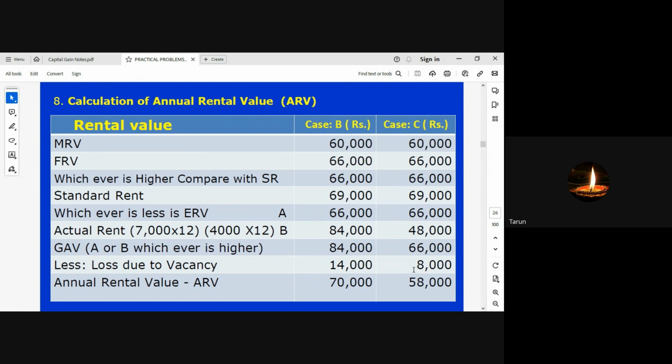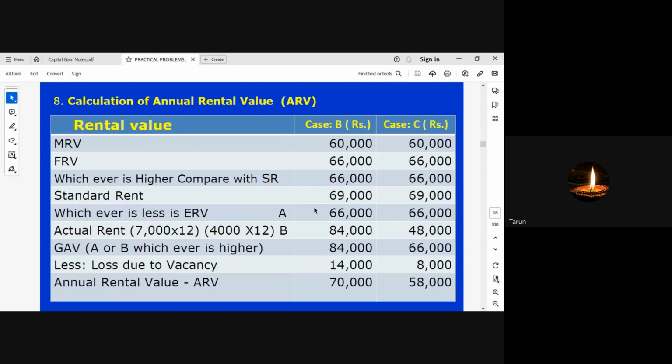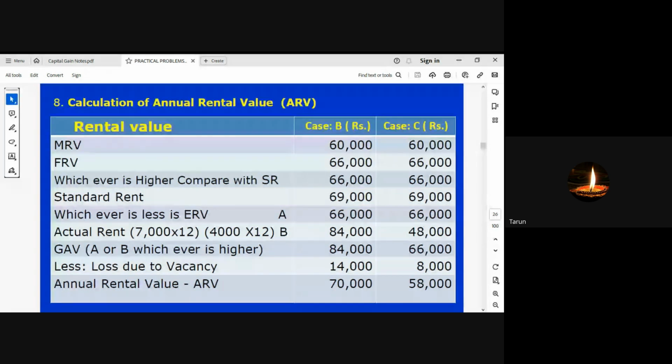So we deduct 8,000 from the gross annual value, and we get the annual rental value, which is 58,000 rupees. So in this question, this is how to calculate by following the format of the calculation of annual rental value. If you have any doubt, just let me know.